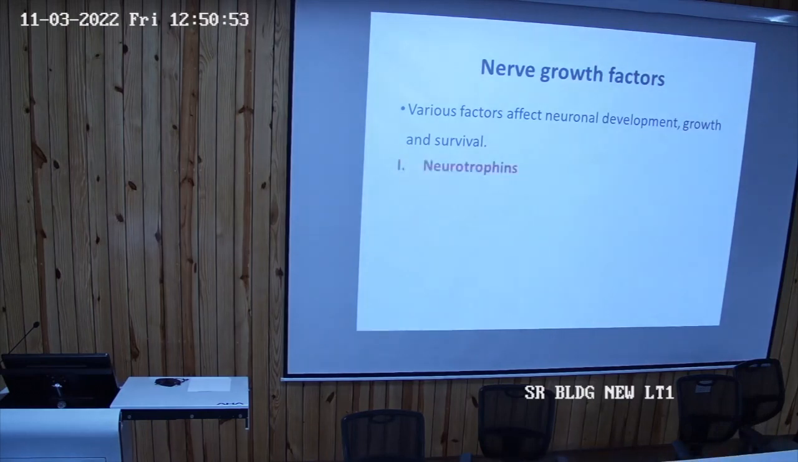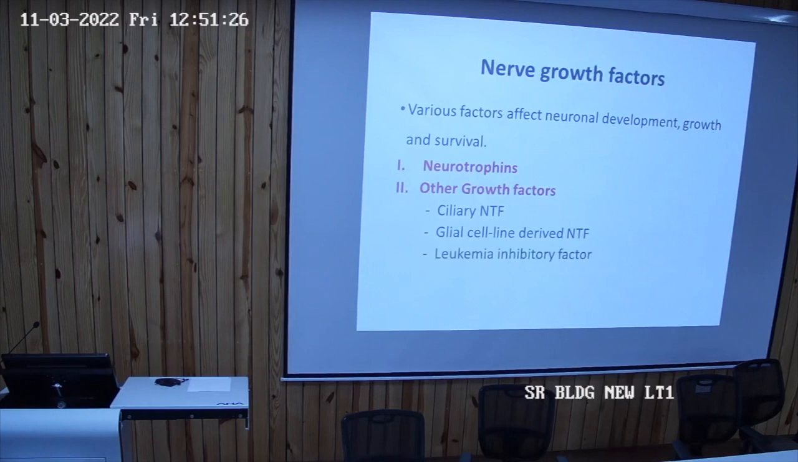Okay, and there are different types of nerve growth factors. The more important among those is the neurotrophins, and there are other growth factors. So you have to name these nerve growth factors. The first and foremost is the neurotrophins. Then there are other growth factors. You just have to name them: ciliary neurotrophic factors, then brain derived, then glial cell line derived neurotrophic factors. Okay. Then there are leukemia inhibitory factors. These are the factors which are helping the growth of the neuron, maintenance of the neuron system.